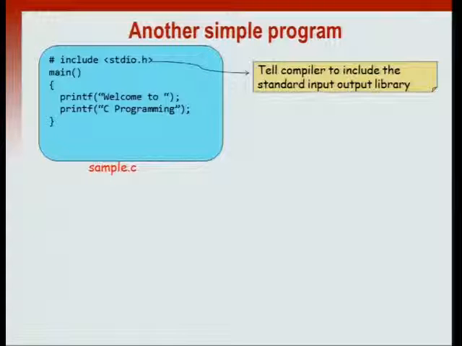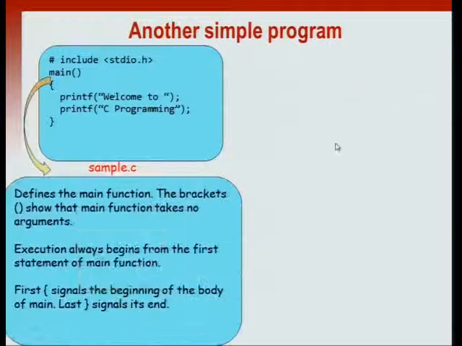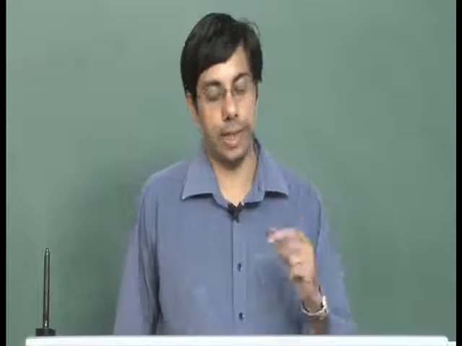So to recap, the first line, hash include stdio.h, tells the compiler to include the standard input output library. Then we have the main function. The open and close brackets immediately after main show that main is a function. Execution always begins at the first line of the main function.